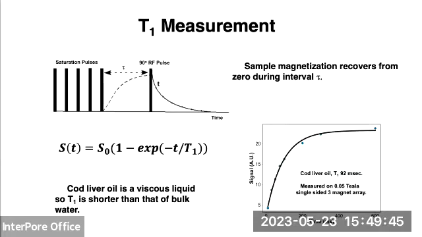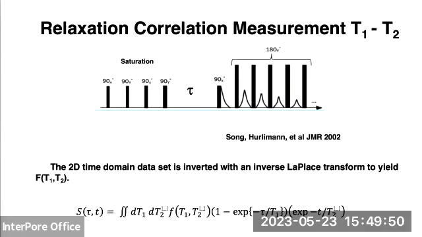Now, about 20 years ago, some very clever colleagues at Schlumberger thought about trying to combine these two measurements into one. It was based on work in universities, but they really conceptualized it and made it work and then popularized it. And this is called a relaxation correlation measurement. It's a combination of a T1 and T2 measurement.